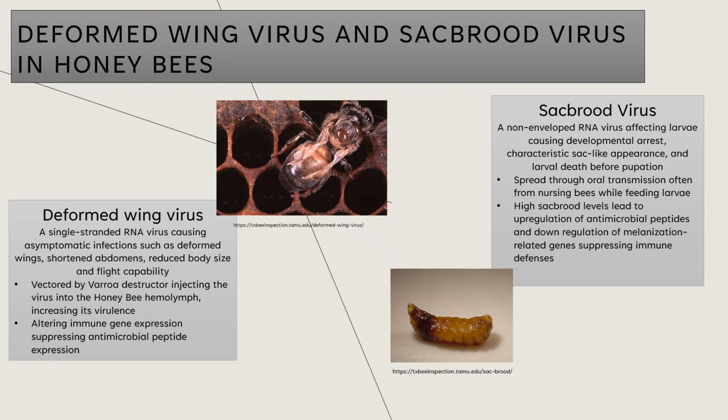suppressing antimicrobial peptide expression. Sac brood virus is a non-enveloped RNA virus affecting larvae, causing developmental arrest, characteristic sac-like appearance, and larval death before pupation. Spread through oral transmission, often from nursing bees while feeding larvae. High sac brood levels lead to upregulation of antimicrobial peptides and downregulation of melanization-related genes, suppressing immune defenses.